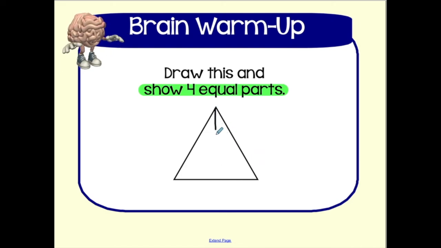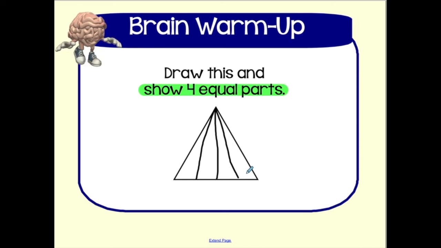Well, what if we go like this? 2 parts. Now I need 2 more. So, you know what? I'm going to take this one and I'm going to cut this one in half. And then I'm going to take this one and I'm going to cut it in half. 1, 2, 3, 4. I did my best. But that's a good way to share 4 equal parts.